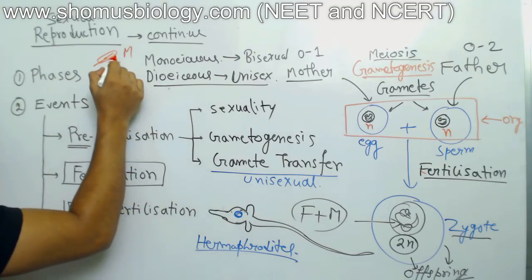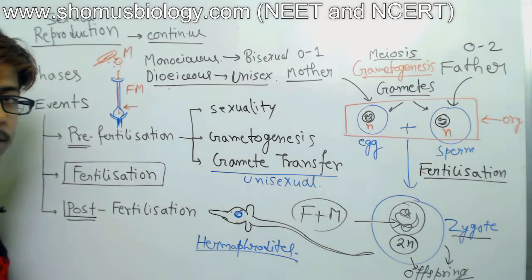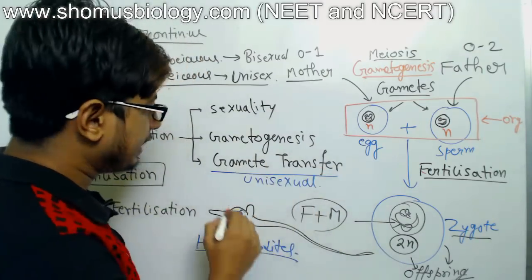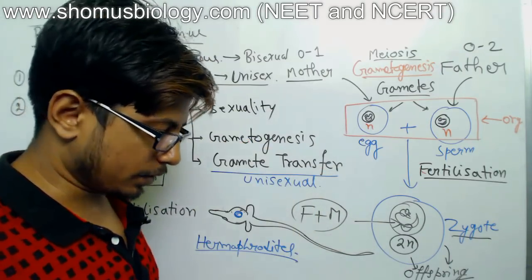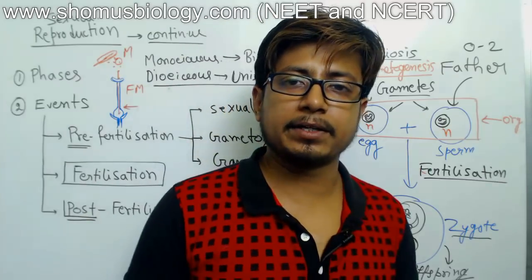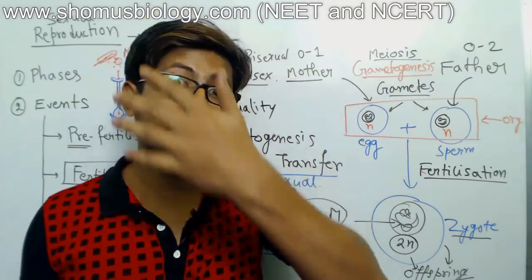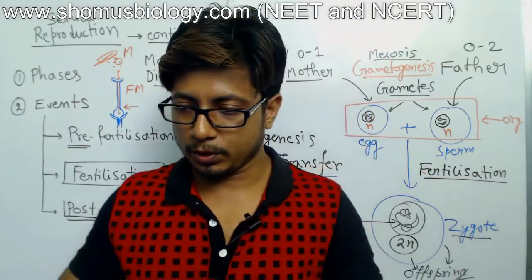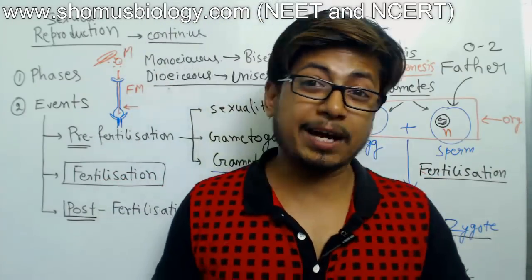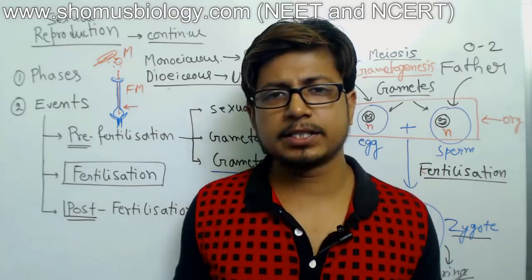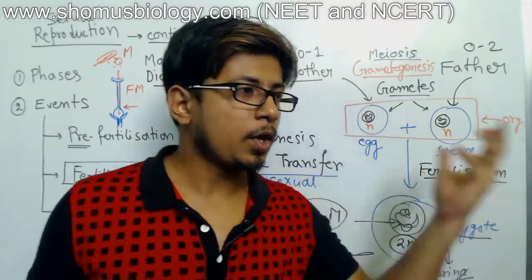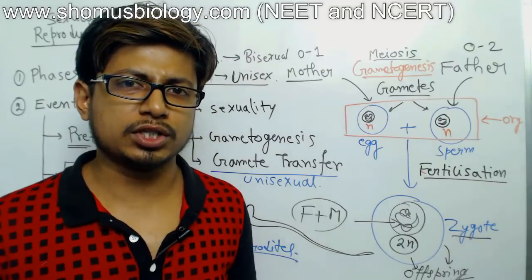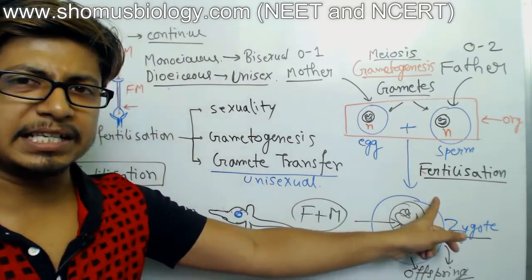Otherwise, we need to transfer this male gamete to fuse with the female gamete. That is known as gamete transfer, and pollination is an example of gamete transfer. In case of animals, gamete transfer is possible depending upon the type of animal we are talking about. For example, a few animals live in the ocean, in aquatic environments. In those cases, they can produce all their eggs and release them outside for fertilization.